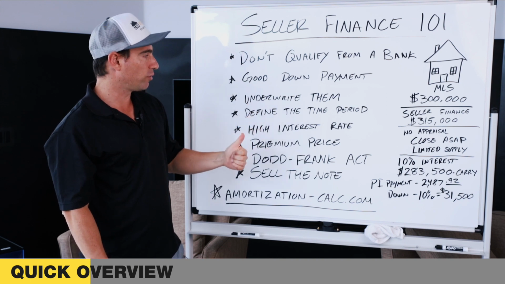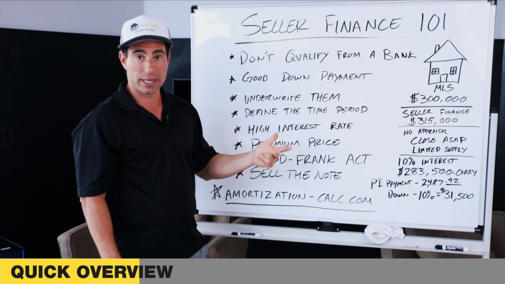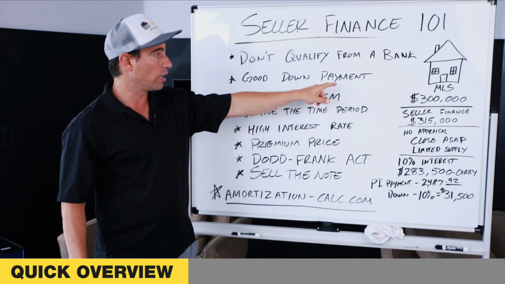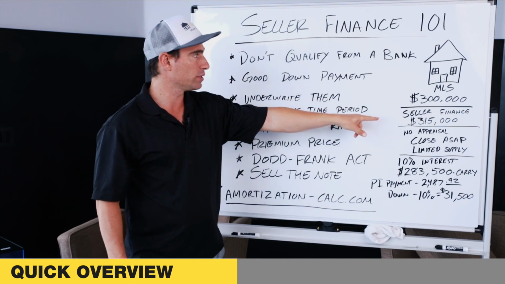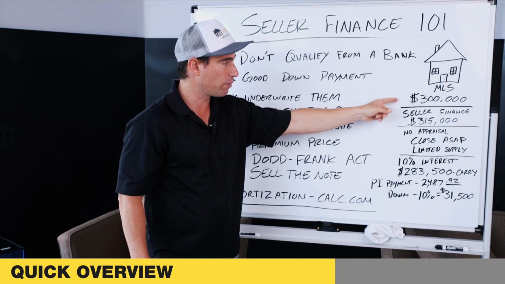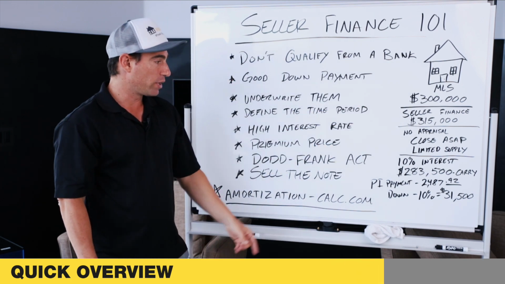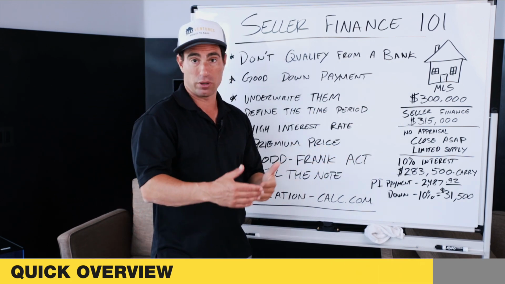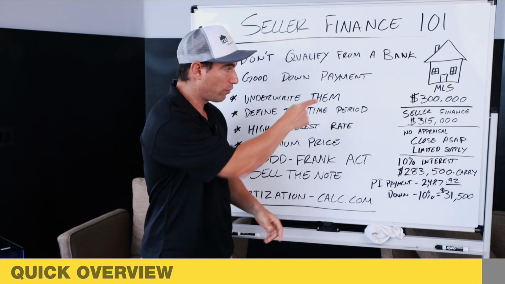So this is in essence kind of how it works. You're getting a high interest rate, you're defining the time period, you're underwriting them, making sure they can afford those payments. You're getting a good down payment, like I said, 10 to 20%. They can't qualify from a bank, so you're providing a service. You're getting a premium instead of $315,000. You're getting passive income for, it could be 10 years, all at a great interest rate.